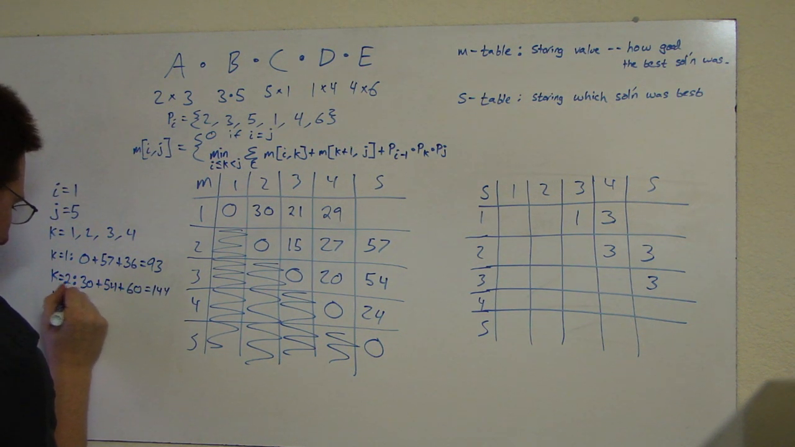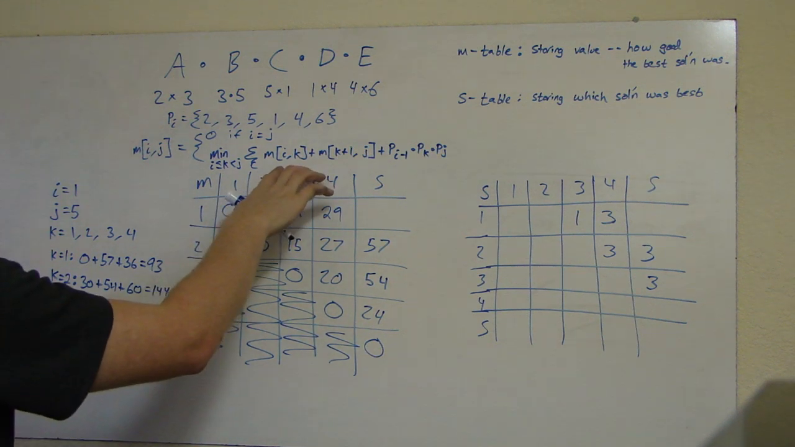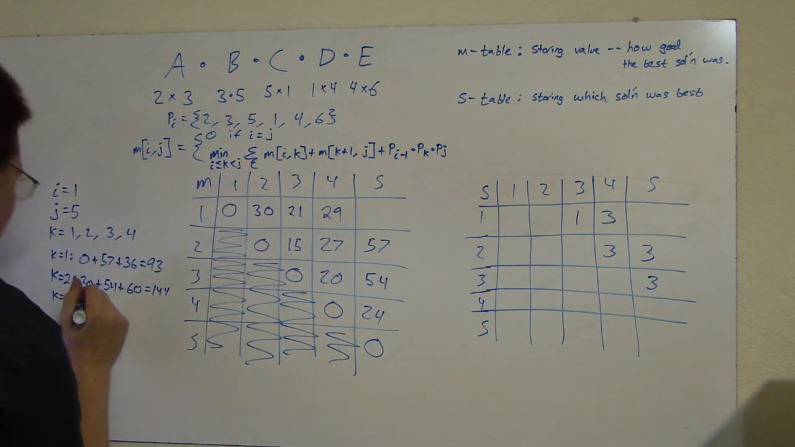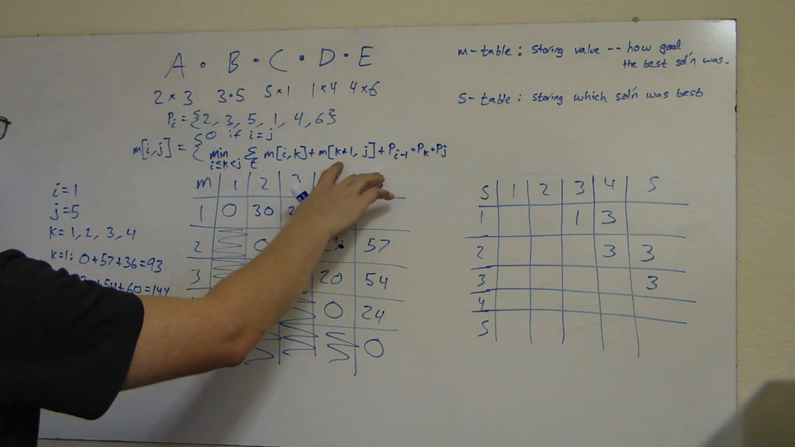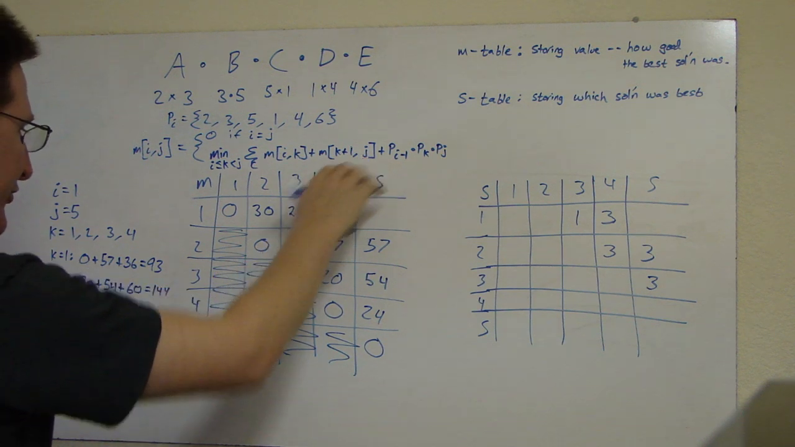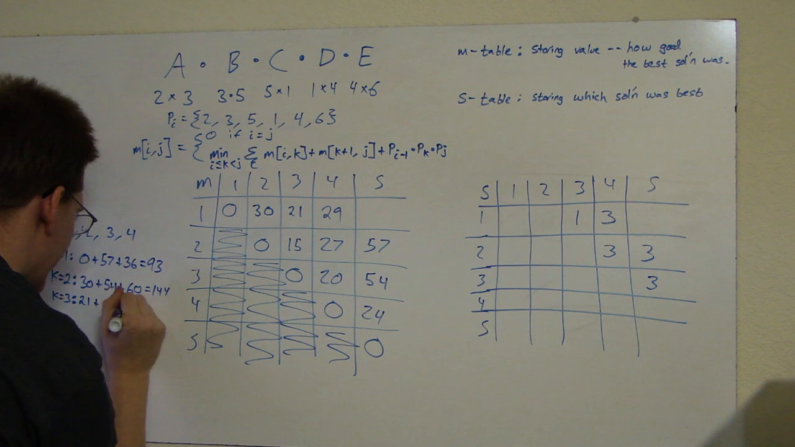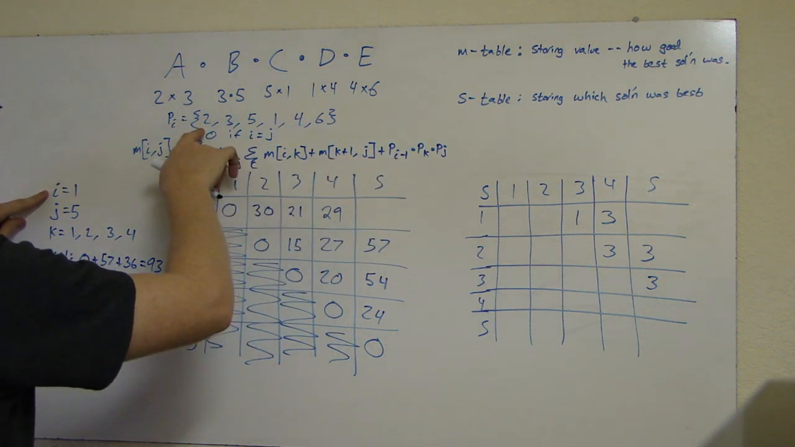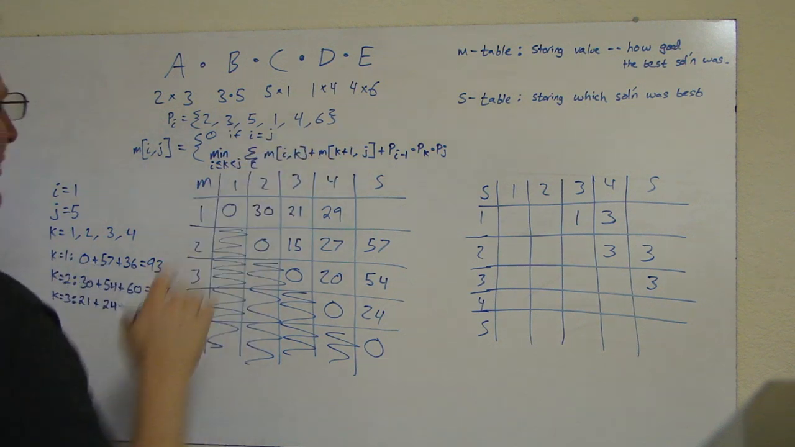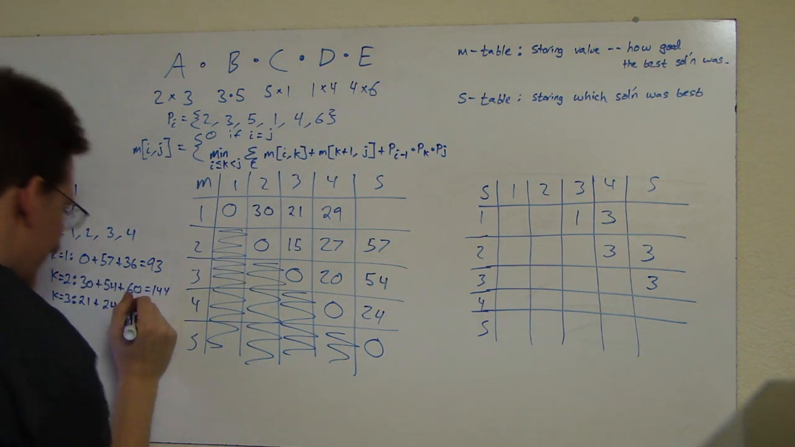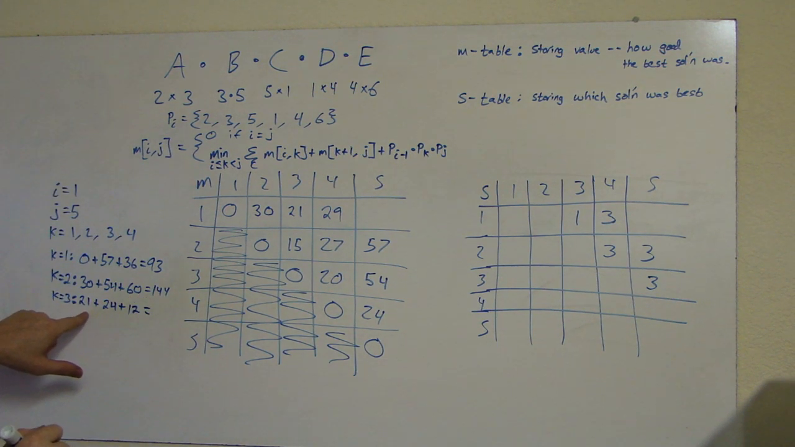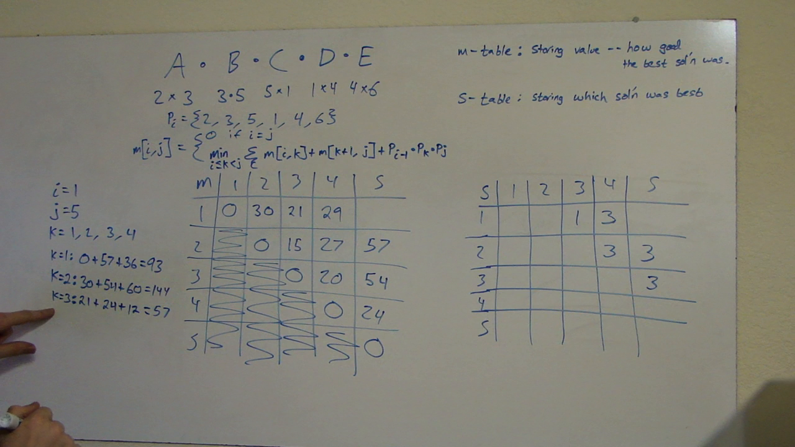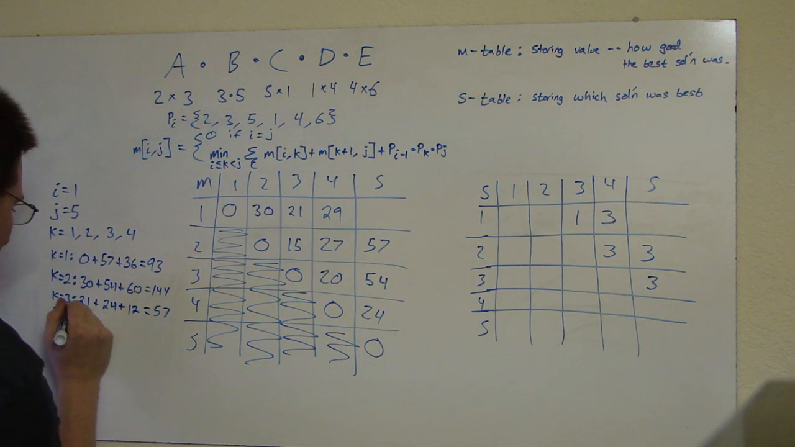k equals 3 gives us m of 1, 3, which is 21. It also gives us m of 4, 5, which is 24. And it gives us P0 times P3 times P5 is 2 times 1 times 6, which is 12. Which is 45 plus 12 is 57. Which is pretty good. k is equal to 4.